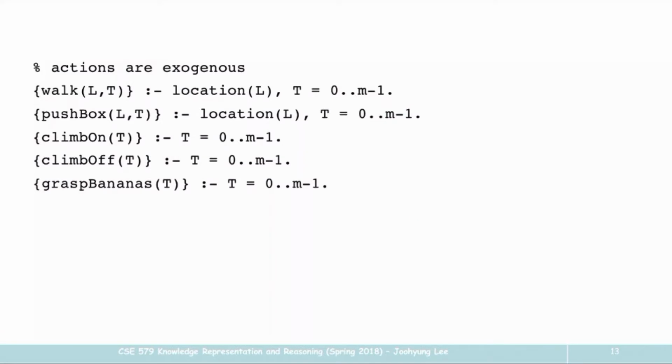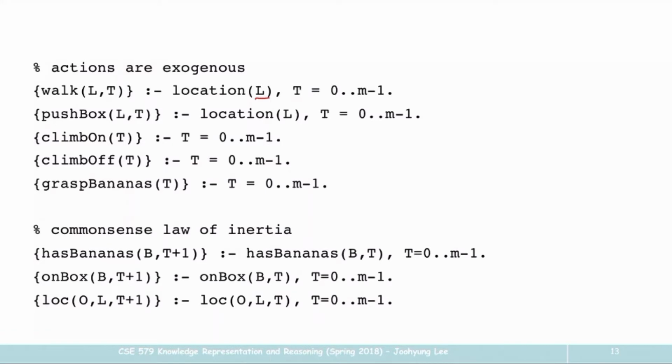Okay, so the next thing is actions are exogenous. It's similar to the simple example that we discussed last time. Given the location L, you can either choose to walk to that location or not, and the same for all the other actions. Now the time goes from 0 to n-1, because we think actions are executing between time t and t plus 1. So there are only 0 to n-1 transitions here.